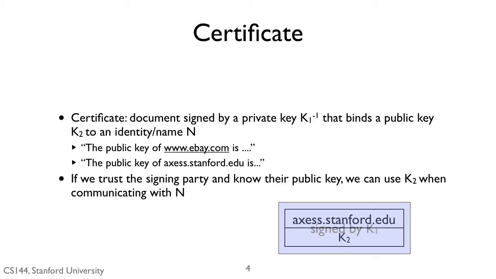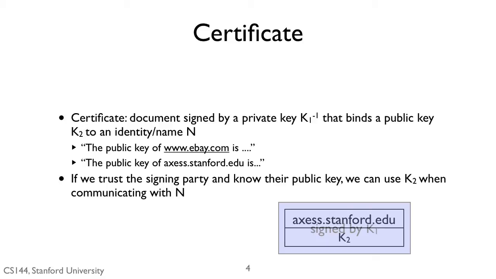That's exactly what a certificate does. Abstractly, a certificate is a digital document, just a chunk of bytes, that binds a name to a value. This document is signed by a private key K1 inverse. If I already have the public key K1, then I can verify this was signed with the right private key. If I trust the party who has K1 inverse, then I can trust their claim that the name, for example a host name, has the public key K2. I can then use K2 when communicating with N.